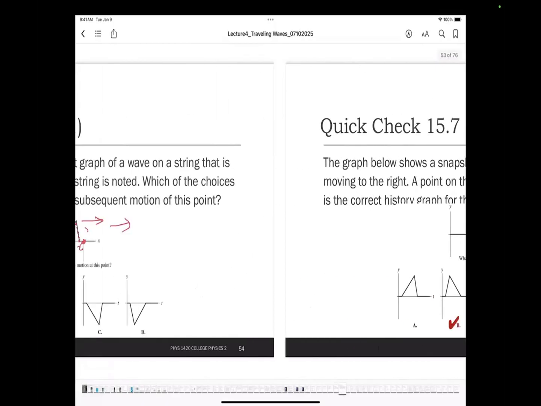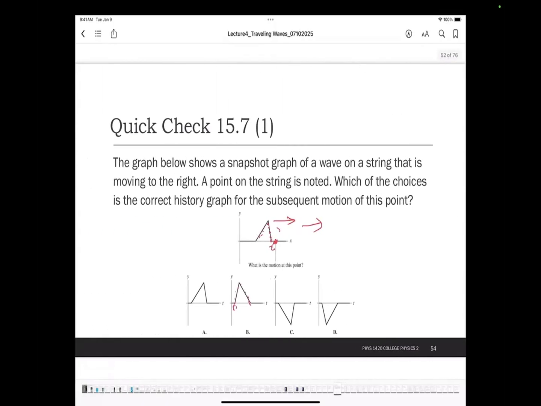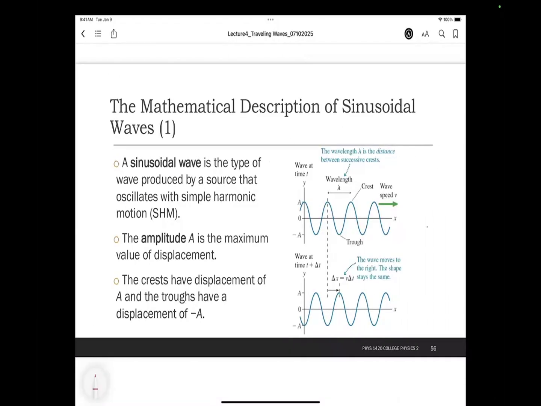Okay, now we have already learned using the snapshot graphic to describe the wave, and also the history graphic to describe the wave. Now let's talk about the mathematical description of sinusoidal waves. If we observe waves, we will see many waves move like a sinusoidal wave. So let's explore the mathematical description of sinusoidal waves.